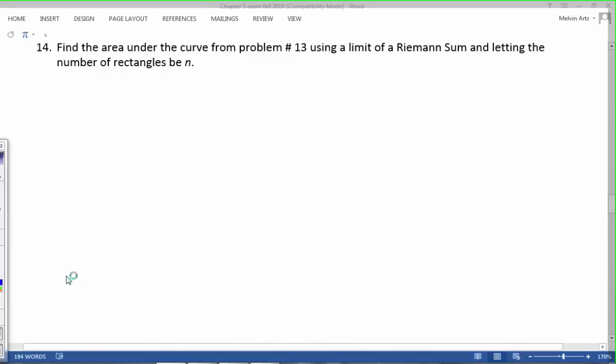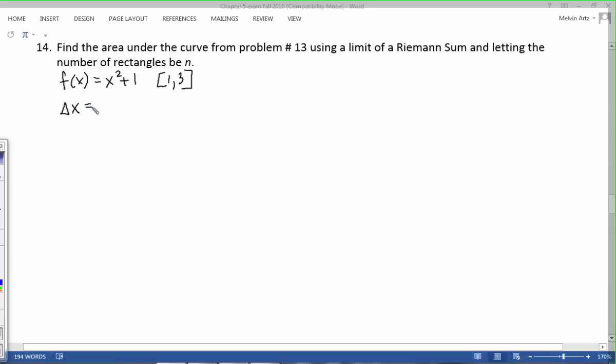Okay, problem number 14 wants us to find the area under the curve from the previous problem. Now let's write down, we had our function, which was x squared plus 1, and we're trying to find the area under the curve from 1 to 3. So when we're finding using a Riemann sum and letting the number of rectangles be n, then we're going to take the limit as n goes to infinity. We're finding the exact area under the curve.